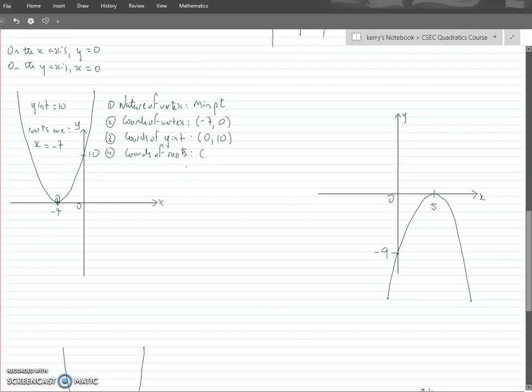But the coordinates of the root, in this case, you have only one root, is -7. And on the x-axis, y is 0. So (-7, 0). And the last one now is the axis of symmetry. What is the equation of that line that cuts the graph in half? If I just draw my symmetry line here, you notice it passes through x is equal to 7.